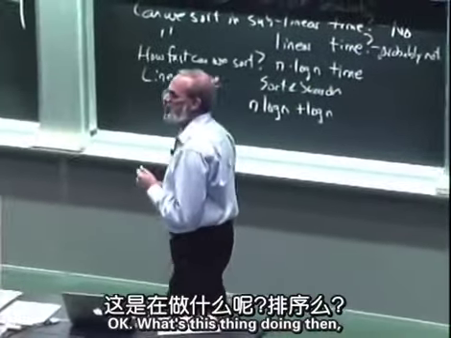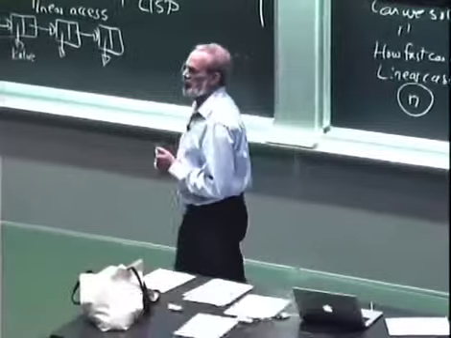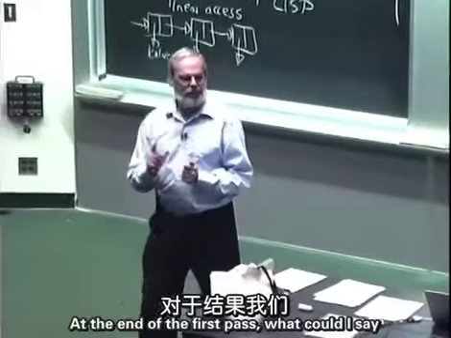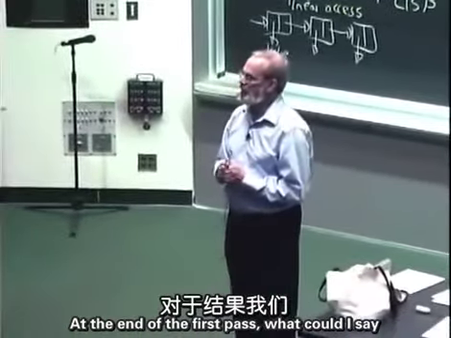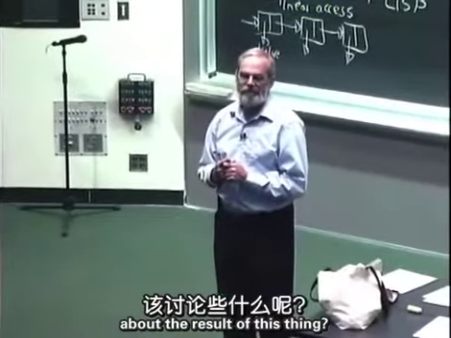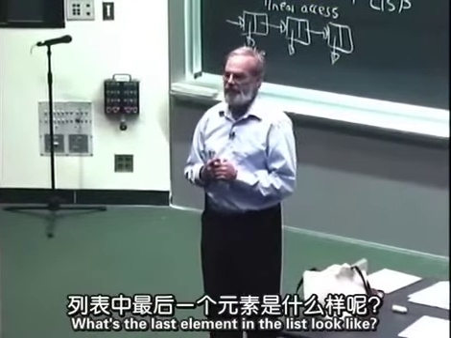Okay, what's this thing doing then in terms of sorting? At the end of the first pass, what could I say about the result of this thing? What's the last element in the list look like?